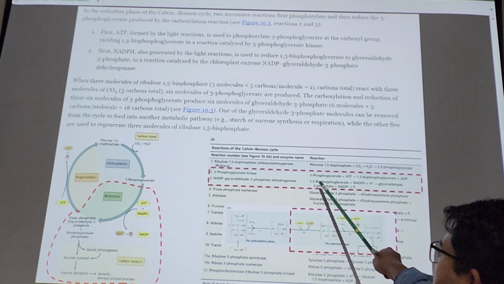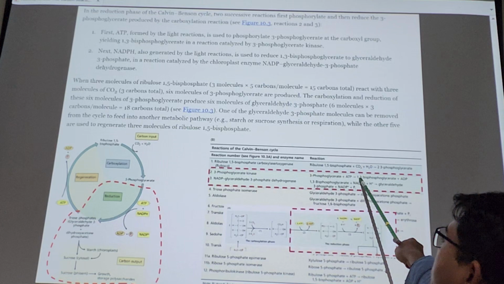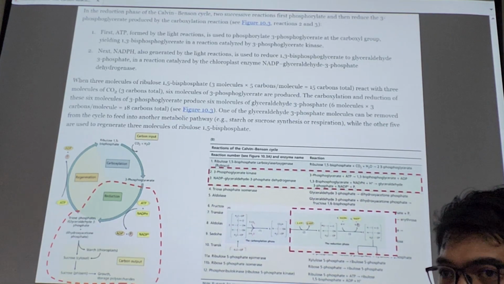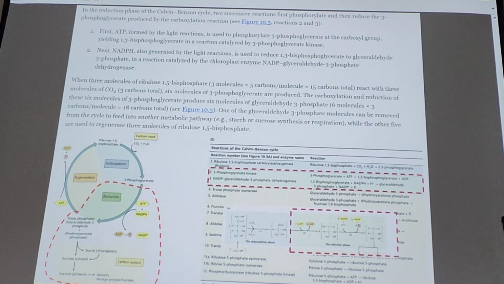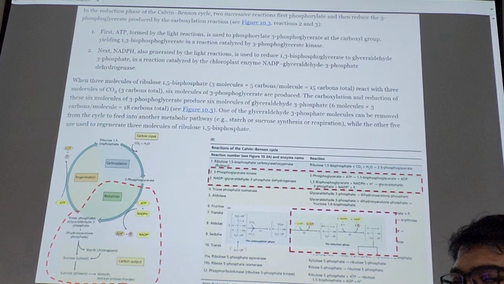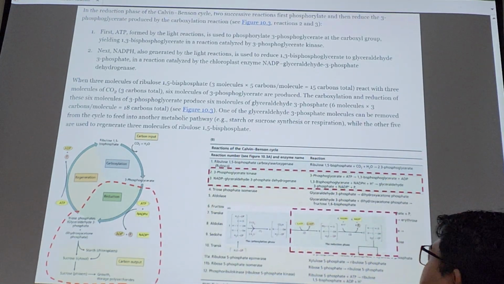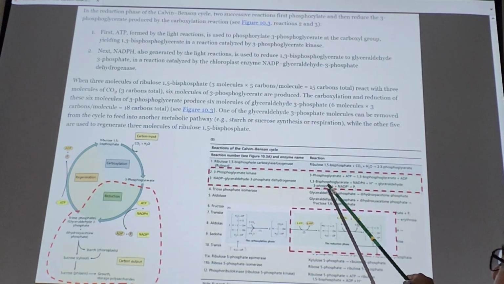ATP is added to phosphoglycerate. Now, carbon number 1 also has a phosphate. 1, 3. Carbon 1 got a phosphate. Carbon 3 got a phosphate. But it is still glycerate. It's not changing to anything else. Okay?